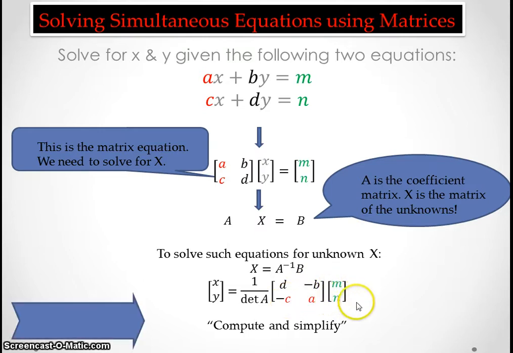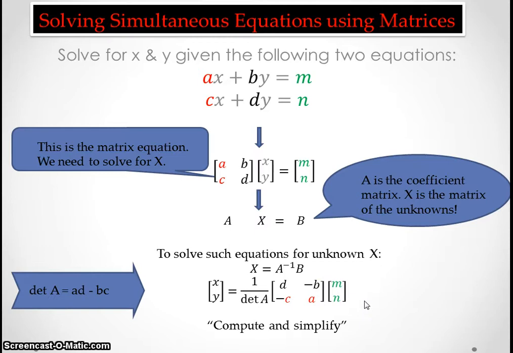Multiply that by m and n, compute and simplify. That will give you the answer. And of course the determinant, as you know, is ad minus bc.